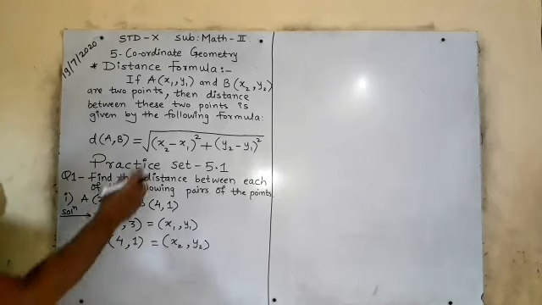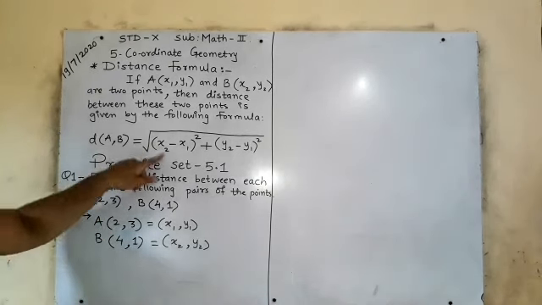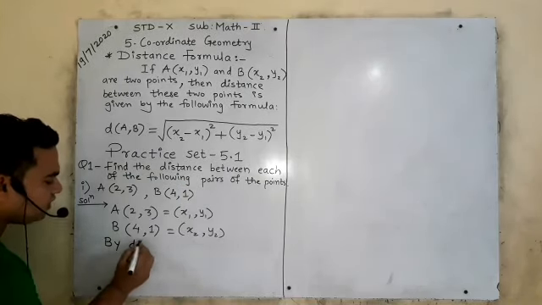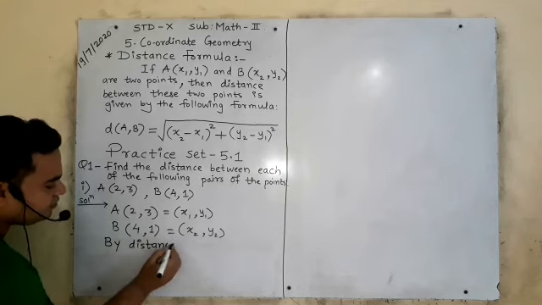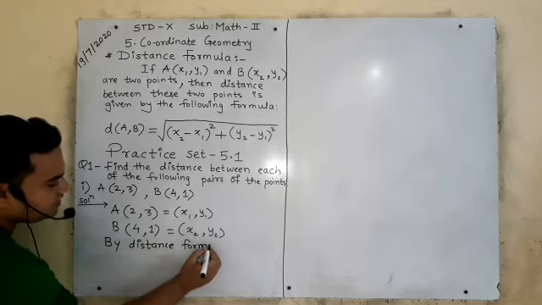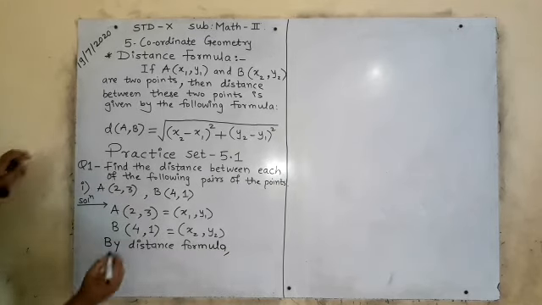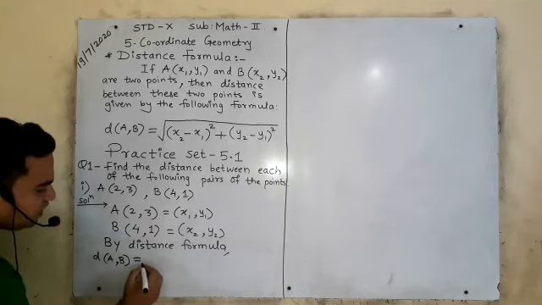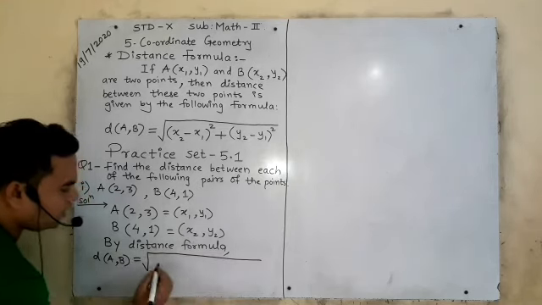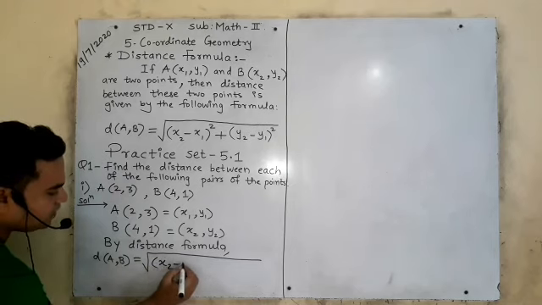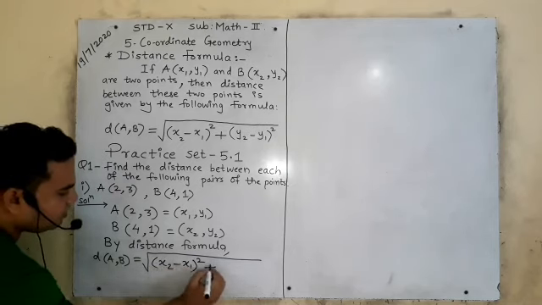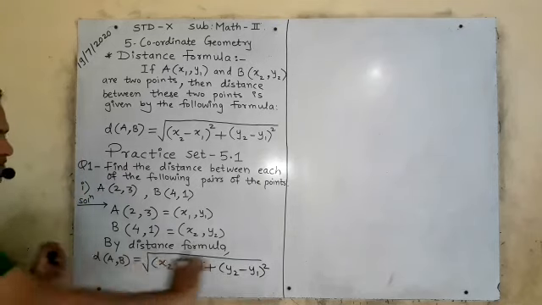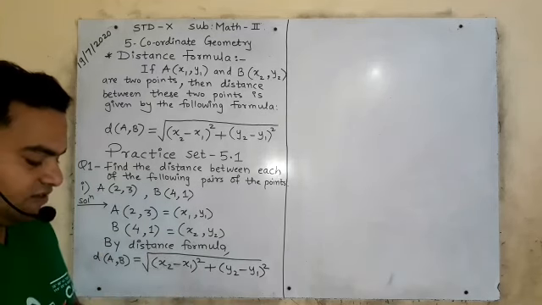Is it clear? Now you will use a particular formula. Write down, by distance formula. What is the distance formula? This formula is called the distance formula. Distance between point A and B, who have two coordinates, is square root of bracket x2 minus x1 bracket square plus y2 minus y1 bracket square. Students, write it very neat and clean, use the full page so that there will be no mistakes.